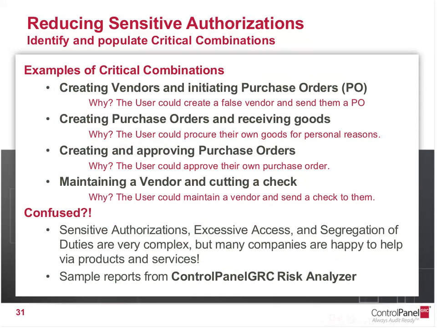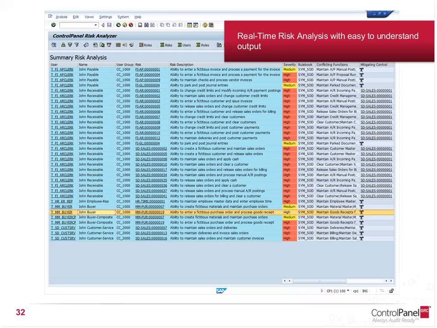So we spend a lot of time working with customers on this stuff: the sensitive authorizations, excessive access, critical transactions, segregation of duties. It's not easy. In our ControlPanelGRC Risk Analyzer, we can very easily spell this out from a business perspective so that you could push it out to your end users to actually sign off on, or to controllers at a location. So this would be a real-time analysis of the data, and we use our delivered best practice rules to find things like, hey, we've got John Buyer here, and John's got the ability to enter a fictitious purchase order and receive goods, which is classified as high.